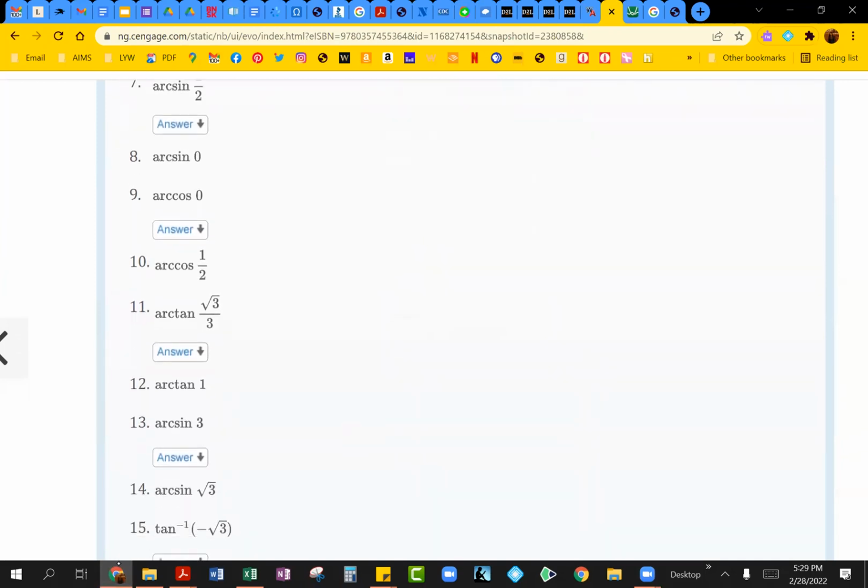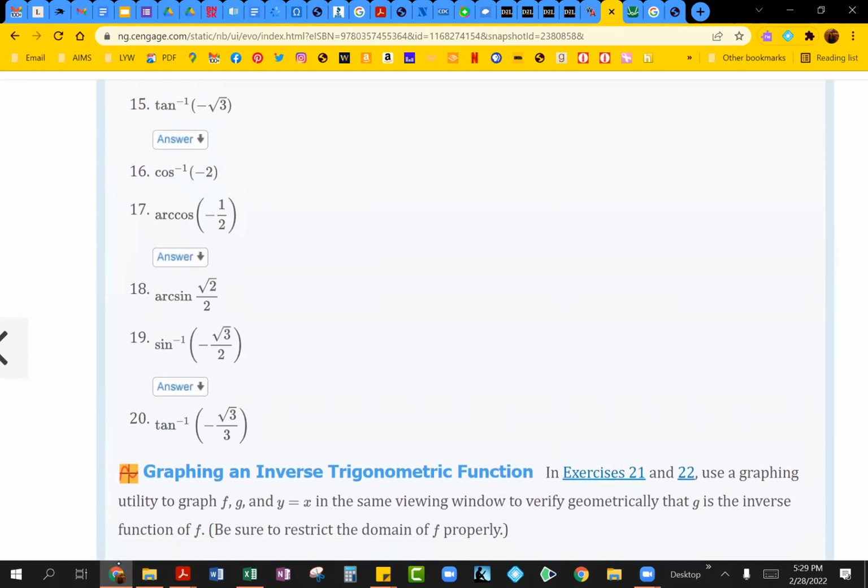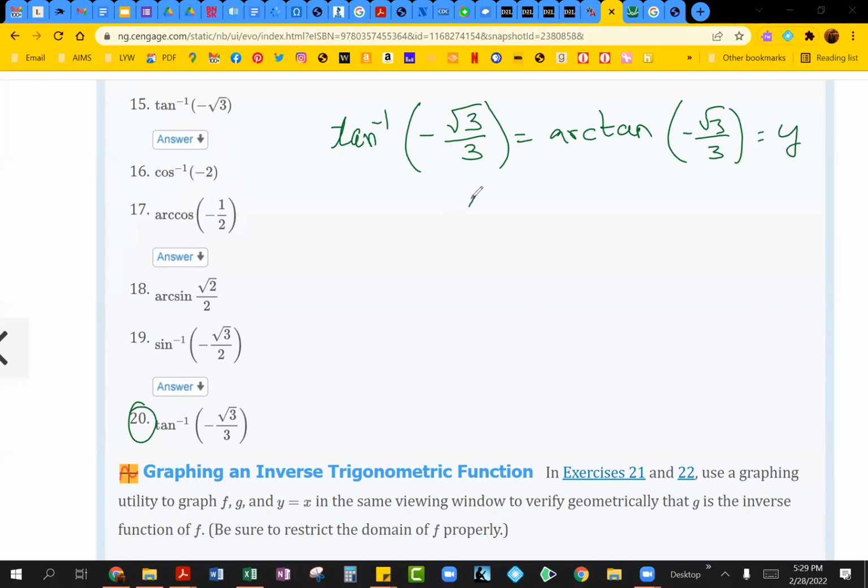Now let's do an arc tangent. Let's see, we have tangent inverse of negative square root of 3 over 3. Yeah, let's try that one. So tangent inverse of negative square root of 3 over 3. Again, that is the same thing as if we said arc tangent of negative square root of 3 over 3. So that means we are looking for where tangent of y would give us negative square root of 3 over 3.